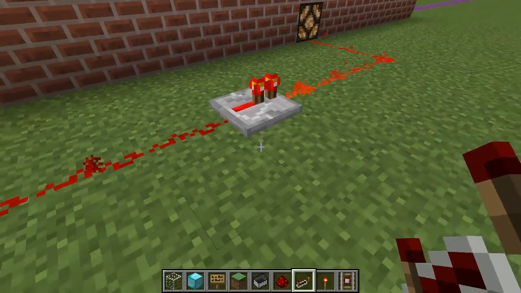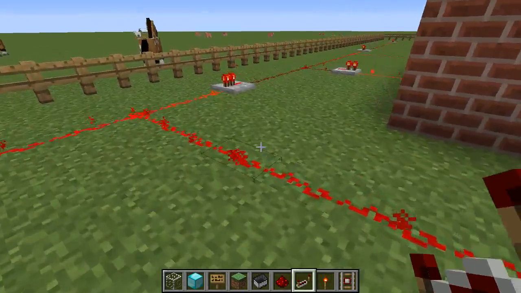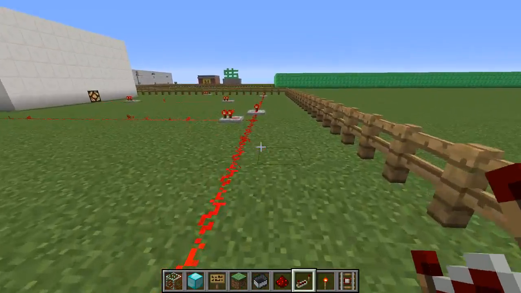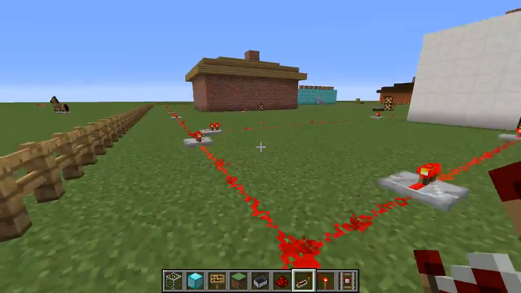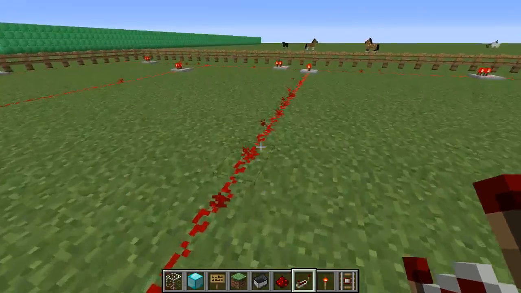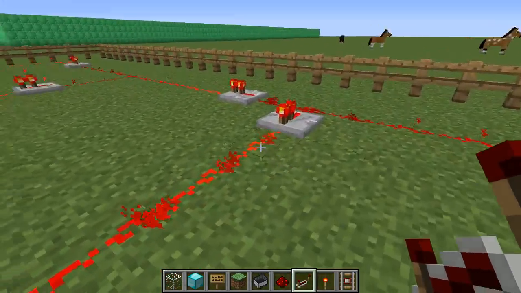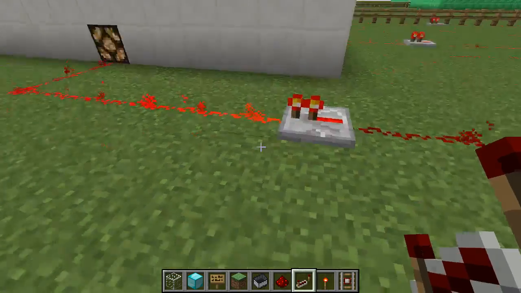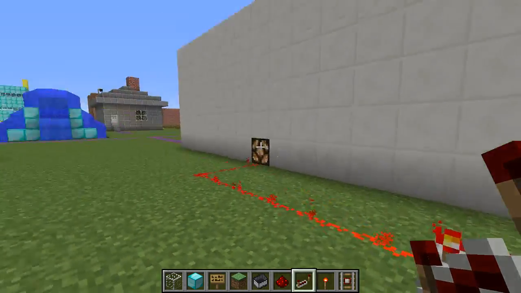This right here is called a repeater, which essentially elongates the current because, as we all know, current can only travel so far and it eventually weakens. As you can see, it is darker over here than it is over here. That is because it is stronger over here than it is over there. And the repeater essentially allows the current to restart as if it was the source itself.